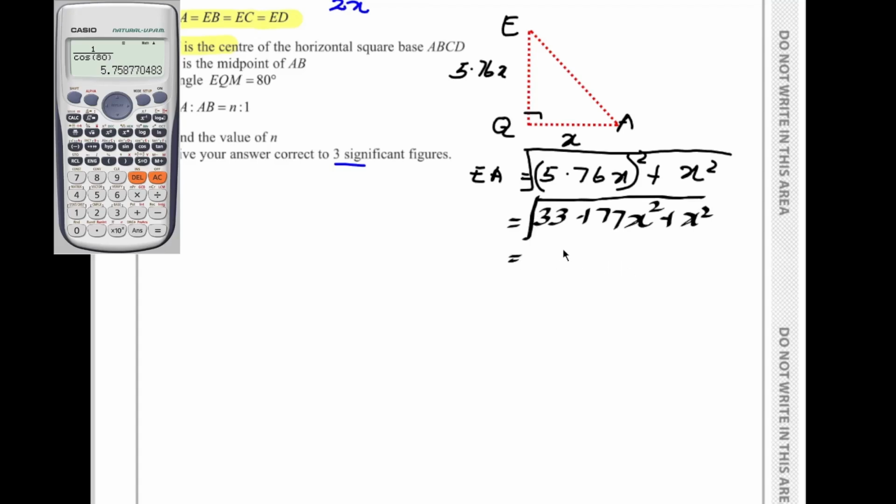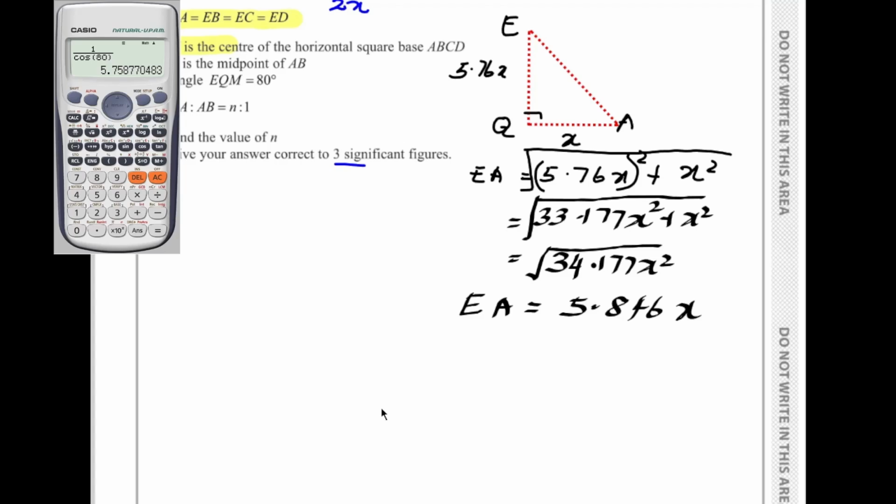Once I simplify this one, this is 33.177 x squared, this is also x squared, therefore I can add them together. There is 1 here, then 33.177 plus 134.177 x squared root. Then we are getting EA of 5.846 once you get the square root of this one. Root of x squared is x. So we have EA now.